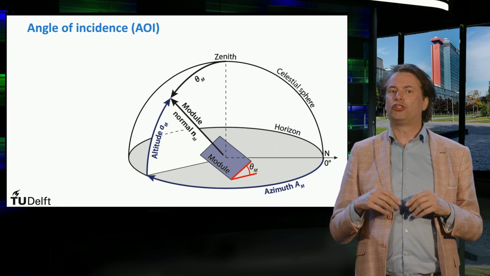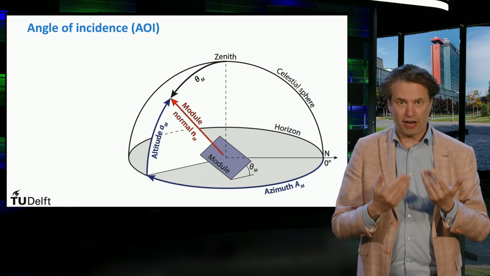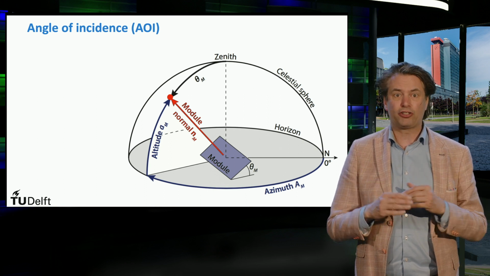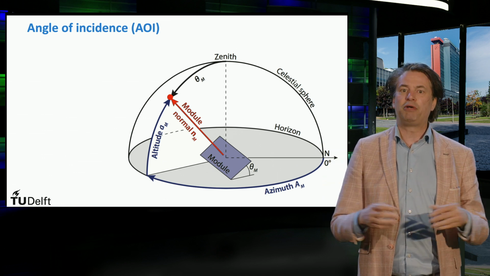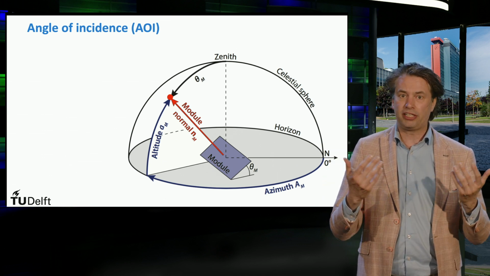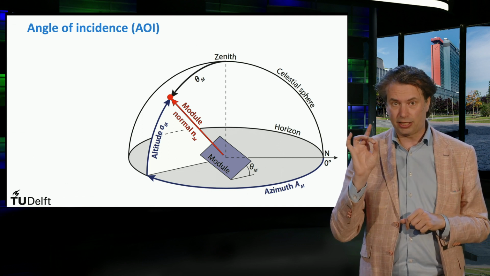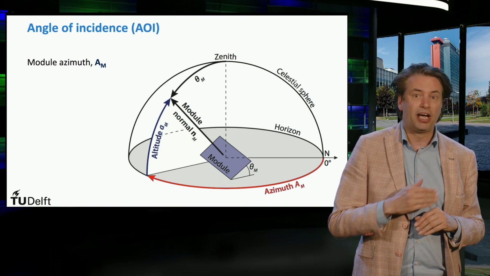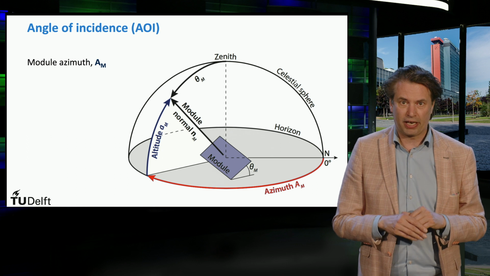Here we can describe the position of the module according to its normal vector, the one highlighted in red, that identifies a point in the celestial sphere. This point can be located in the horizontal coordinate system by means of two coordinates. First, we need the azimuth of the module, which is the angle between the true north and the normal of the module projected on the horizontal plane.